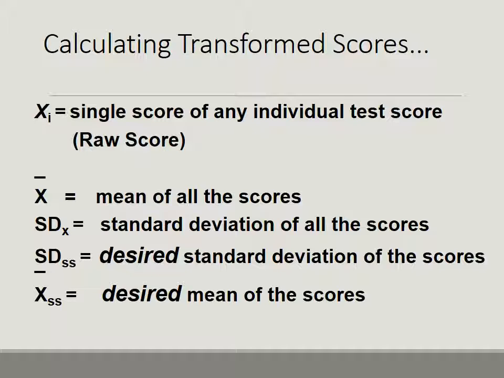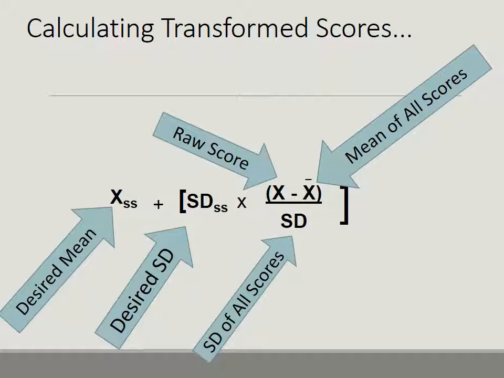So this is that sub SS, and that's to denote that this is desired. You want this. Okay, so the formula itself looks like this. I've kind of flagged them. I see that it's kind of strange to twist your neck to read it like this. So you're adding the desired mean to this bracketed statement. Initially, what you're taking is the raw score and subtracting it from the mean of all scores. You do that, you divide it by the standard deviation of all scores, you multiply that by the desired standard deviation, and then you add the desired mean to it. And that's kind of a messy way to transform a score, but it is the formula that works.